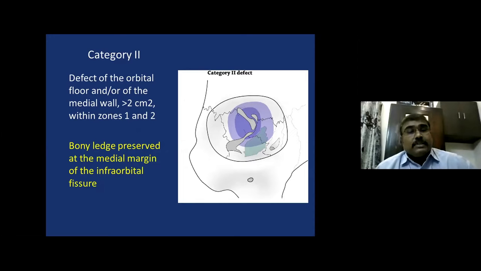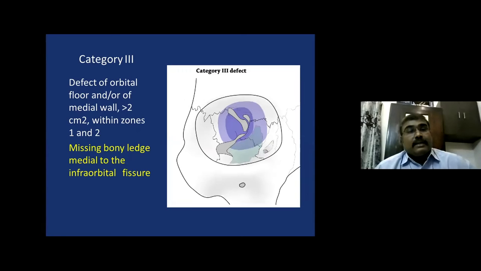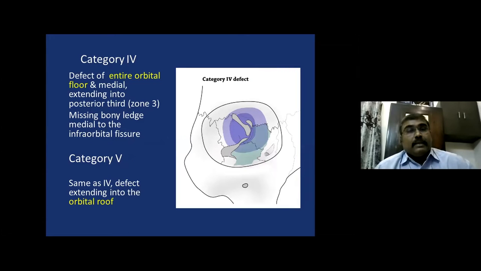The point is the bony ledge along the medial margin of the inferior orbital fissure is preserved, which is a key point for reconstruction. And in category 3, the defect is more than 2 cm, but the bony ledge along the inferior orbital fissure will be missing. And category 4, the entire orbital floor is involved with a missing bony ledge. And category 5, the fracture extends into the roof.